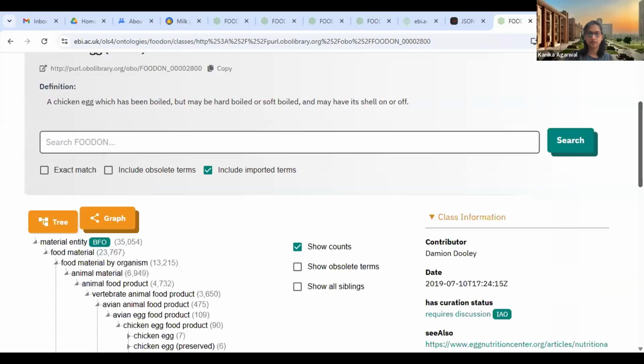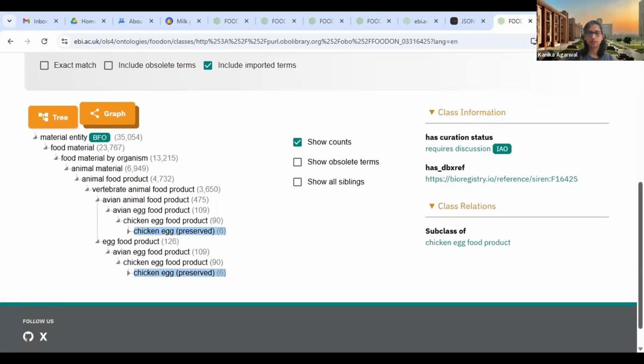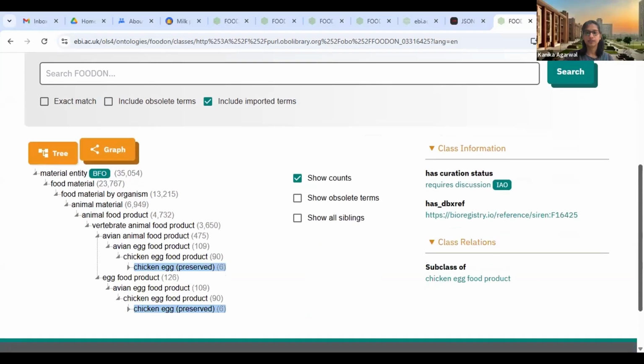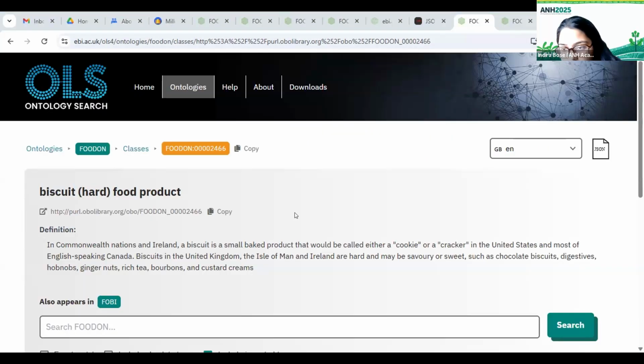If you look at this, the chicken egg preserved, the ontology is just going to change. So here the food ontology identifier changes automatically. So there is a different identifier for each of these words or each of these products given in the ontology. And then you can keep those ready and use them later when you want to cross-talk or cross-map across different ontologies. So, this is something very interesting when you look at OLS and you want to look at biscuits.